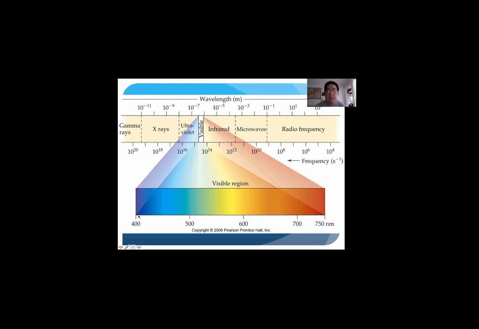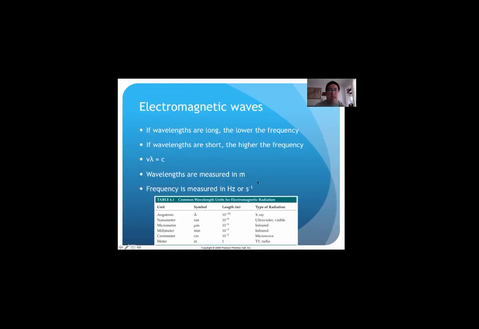And notice how the blue and the violet represents the high energy end of the visible spectrum, and red, orange, and yellow represent the lower end of the spectrum. EM waves, remember this inverse relationship which we talked about before in terms of the wavelength and frequency.